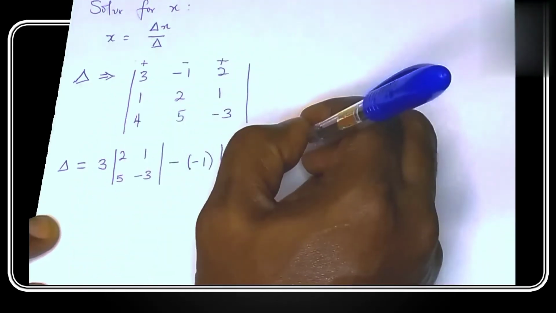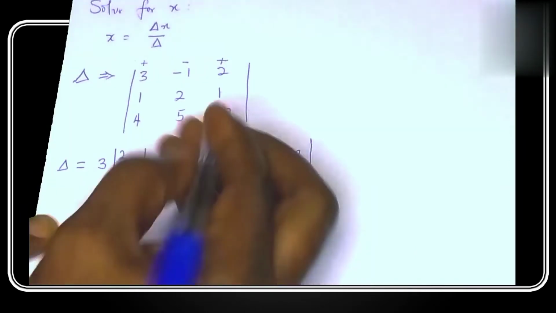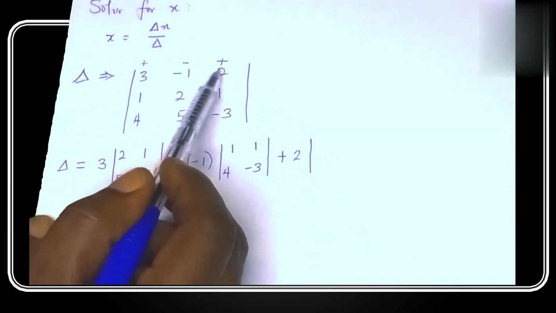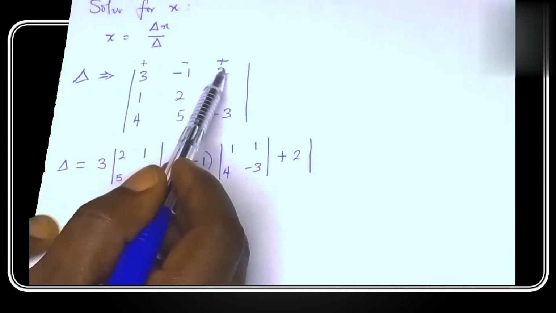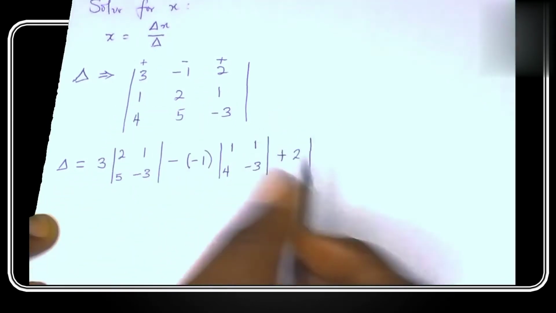Now the next one will be plus 2. Then you open the line. Then you do the same thing over again. Since plus 2 belongs to this row, we rule out this row, and since it belongs to this column, we rule out this column. Then we have 1, 2, 4, 5.